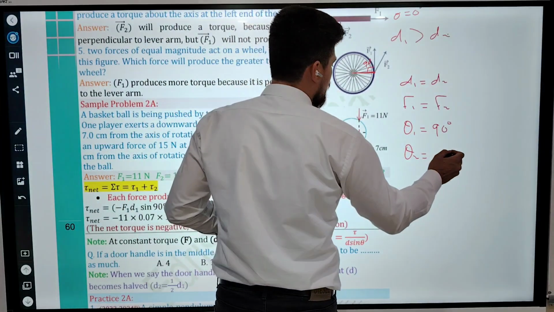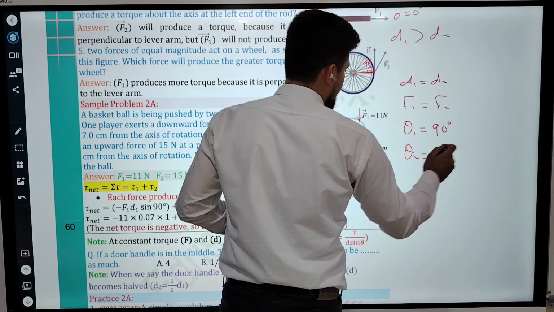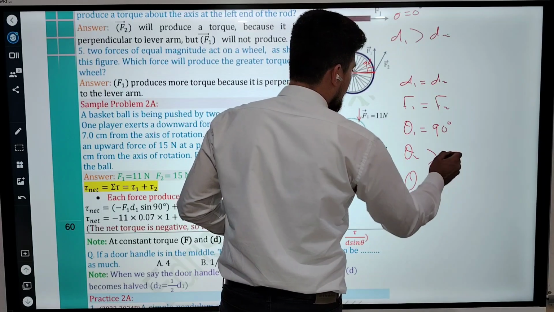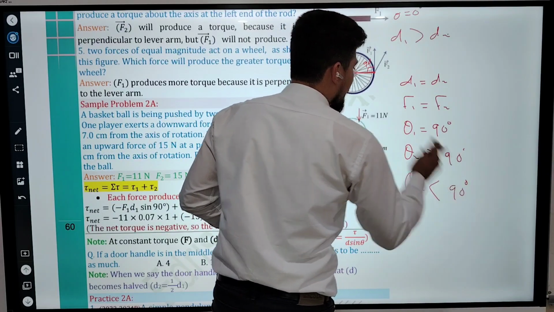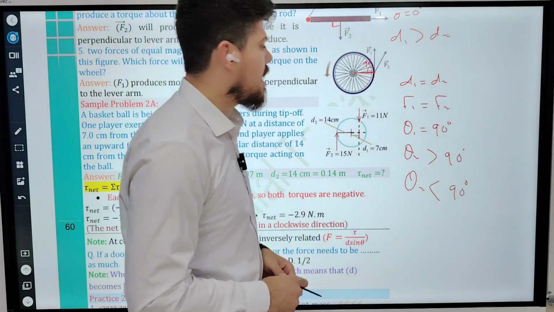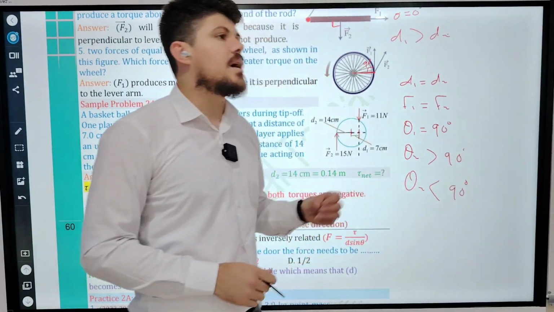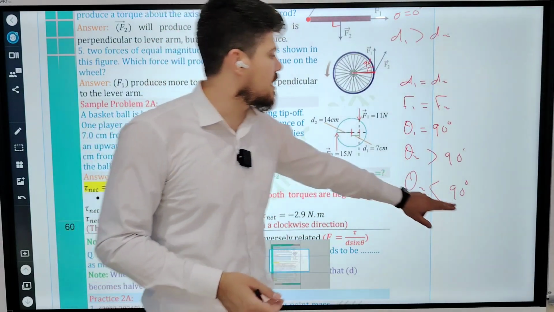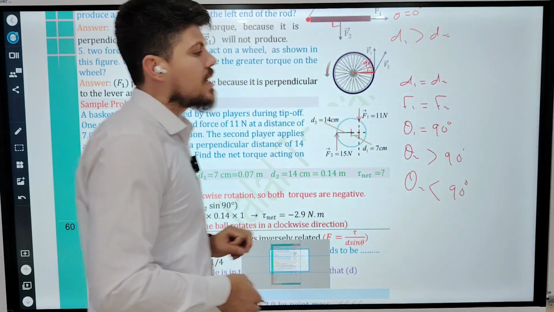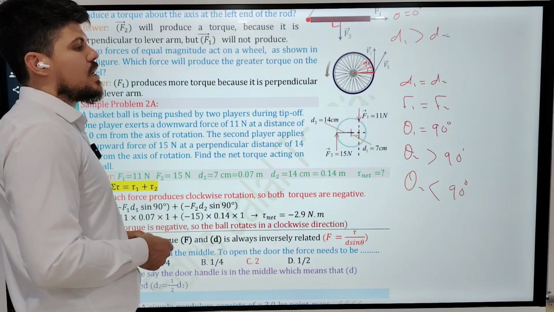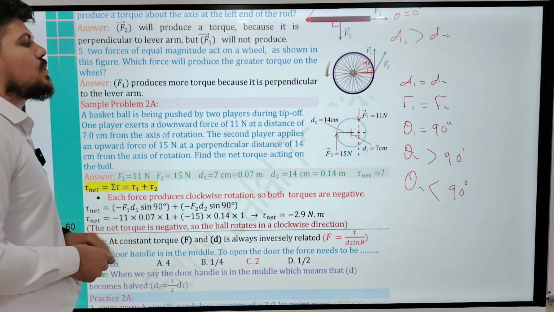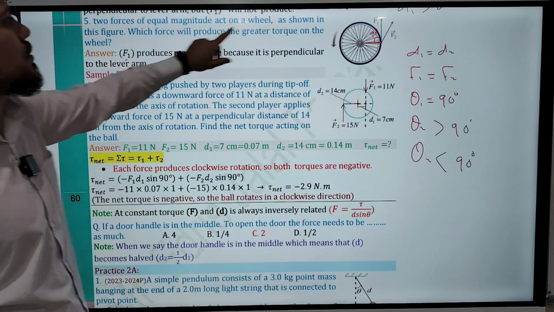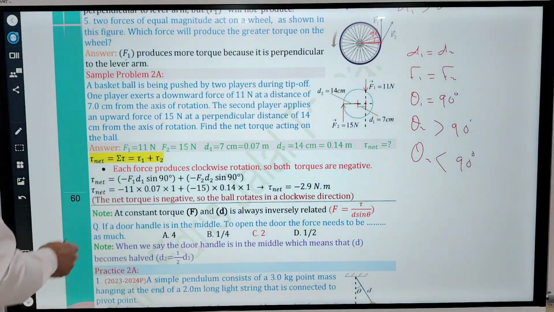Because theta 2 is less than or more than 90. For any angle, when it is more than or less than 90, it has less torque. When does the torque have its maximum value? In the case when the angle is 90 degrees or when the angle is 270 degrees, because in both cases sine theta becomes 1. So which one produces the greatest torque? F1, absolutely. Why? Because it is perpendicular to the arc.